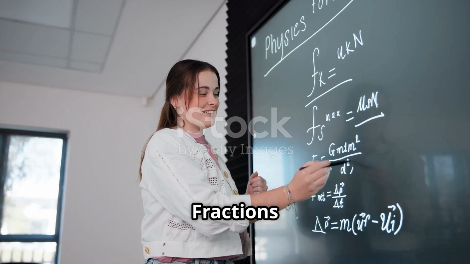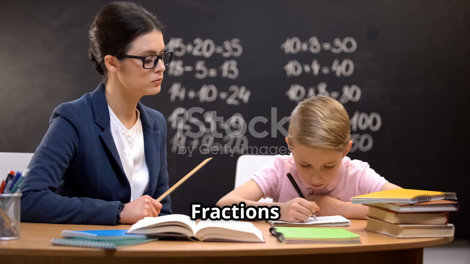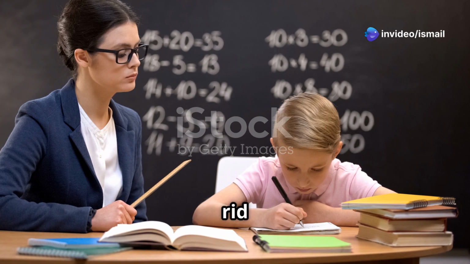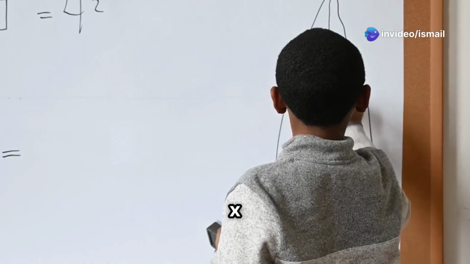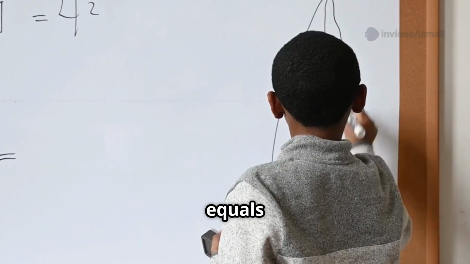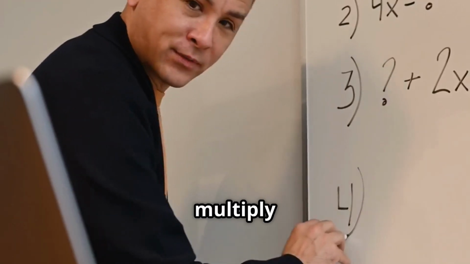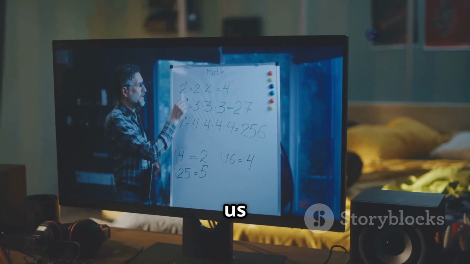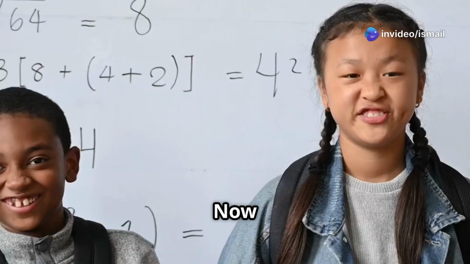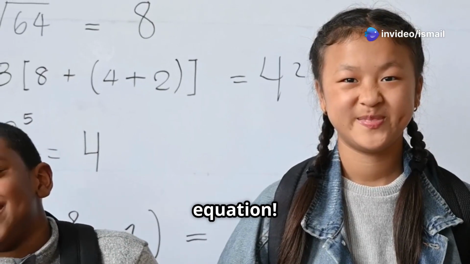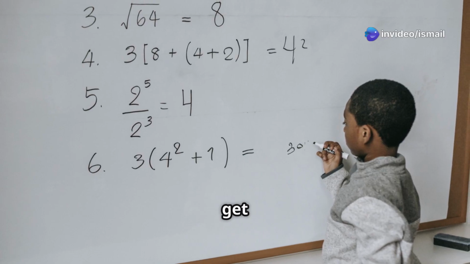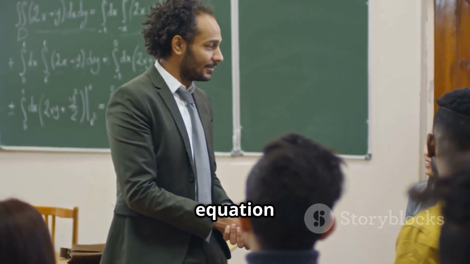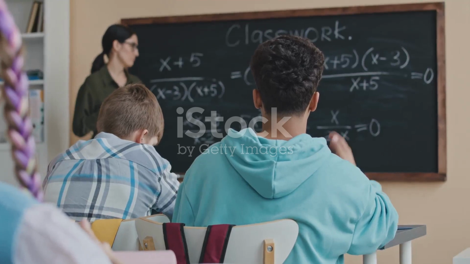Section 6. Taming fractions, clearing the denominators. Fractions in equations can look scary, but there's a simple trick. Get rid of them. Suppose you have the equation x divided by 4 plus 3 equals 5. To clear the fraction, multiply every term by the denominator, which is 4 in this case. This gives us x plus 12 equals 20. Now it's a simple one-step equation. Subtract 12 from both sides to get x equals 8. By eliminating the fractions, we made the equation much easier to solve.